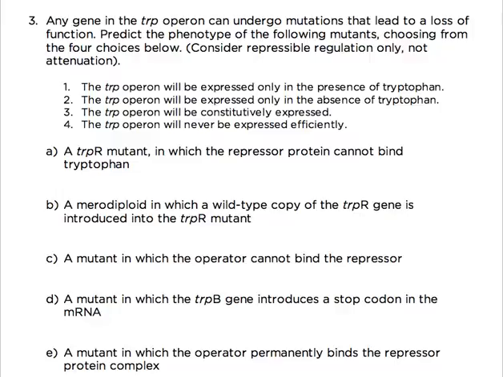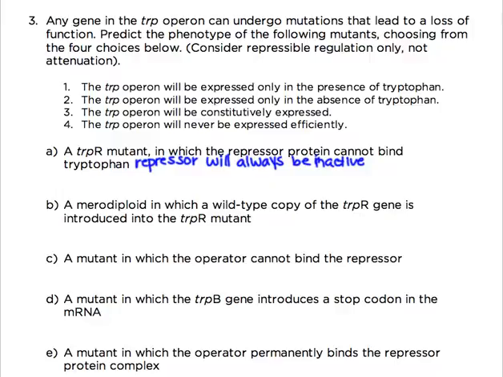The mutant that we have is a TRPR mutant, in which the repressor protein cannot bind tryptophan. So what did we just go over? That the tryptophan repressor protein is normally inactive until it binds tryptophan. But in this case, this repressor protein can never bind tryptophan, and therefore the repressor will always stay inactive. So if it's always in its inactive form, that means it can never bind the operator to stop transcription, and therefore the TRP operon will always be on.